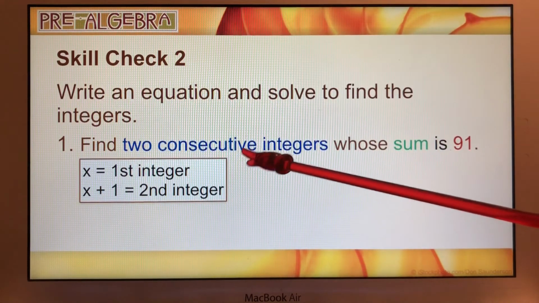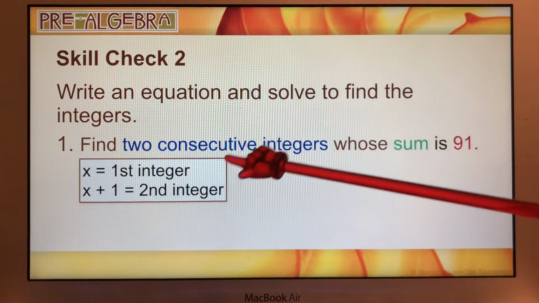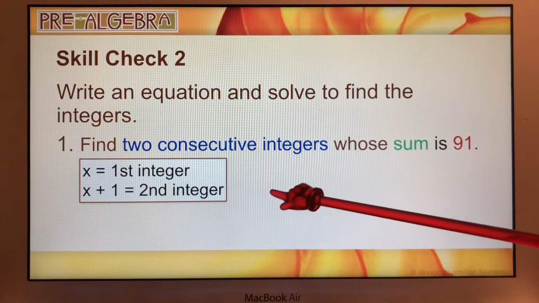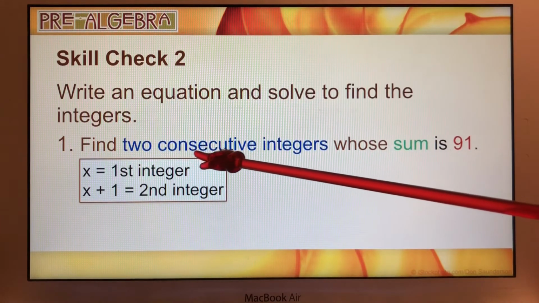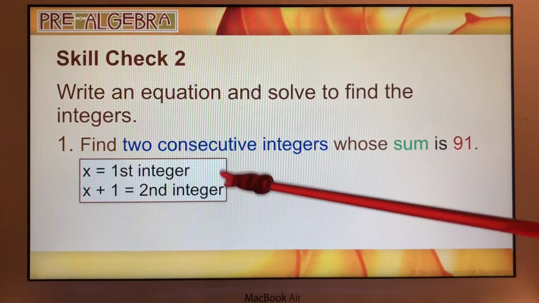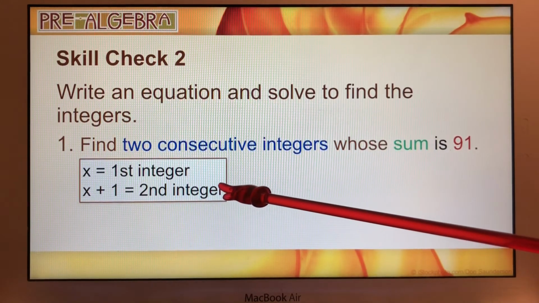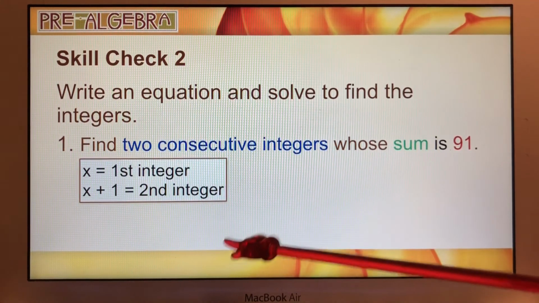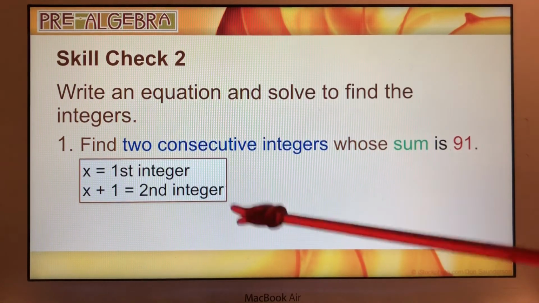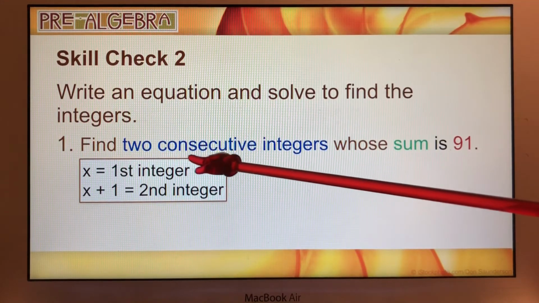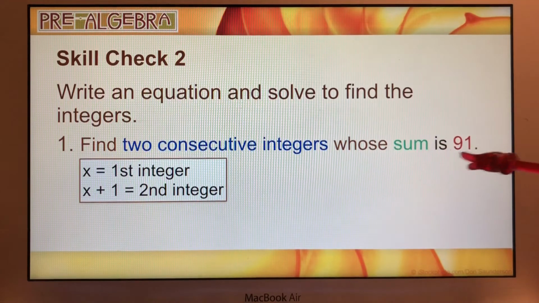Now, we're going to take a look at some examples that talk about finding consecutive integers, or consecutive odd integers, or consecutive even integers. Consecutive means two in a row, okay? So here it says two consecutive integers. For example, two consecutive integers would be 14 and 15, 29 and 30. Those are numbers that follow each other in our number system, on the number line. Here we want to find two consecutive integers whose sum is 91.